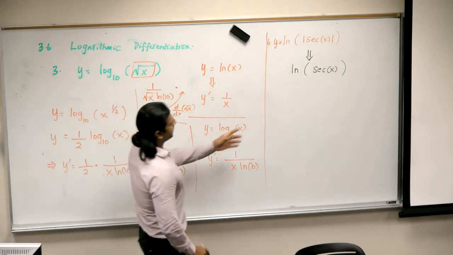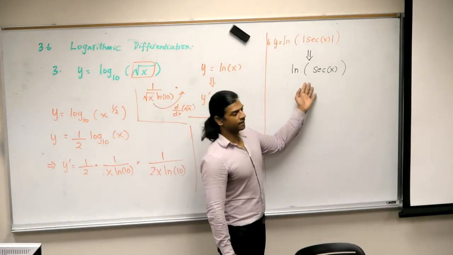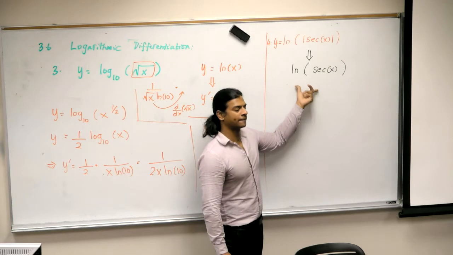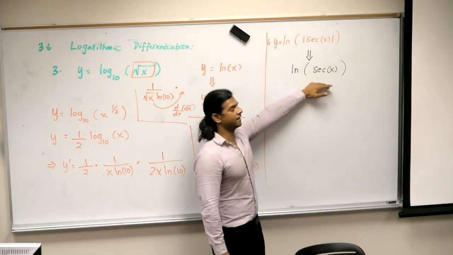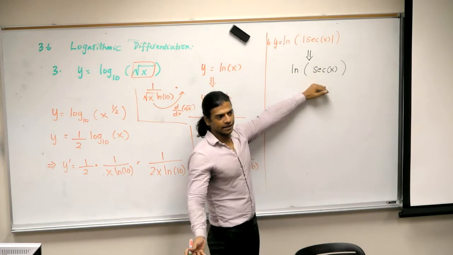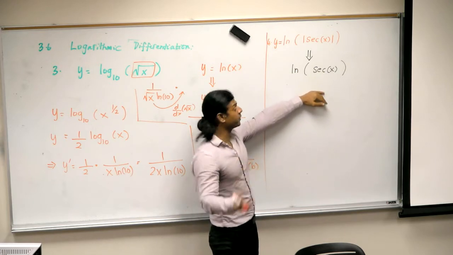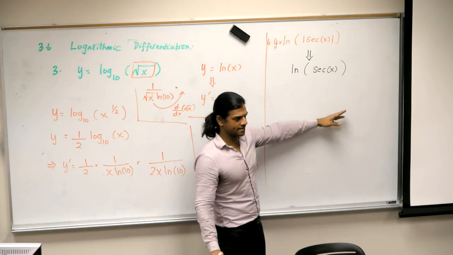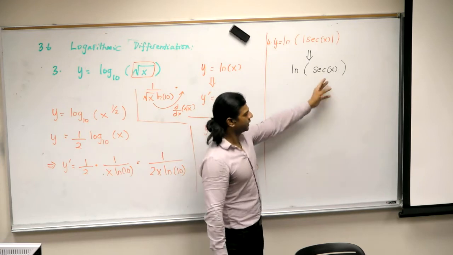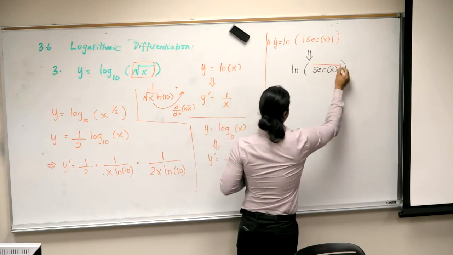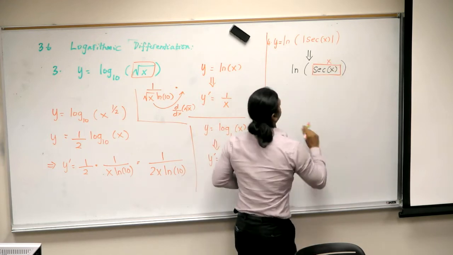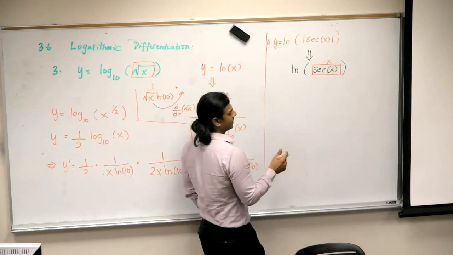Okay, so we want to find the derivative of this. Couple of ways to do it. You can convert this to 1 over cosine x, take the logarithm, use the property of logarithm. Unnecessary though, because we can use chain rule directly. If I treat this as x, what is the derivative of ln of secant x? 1 over x.